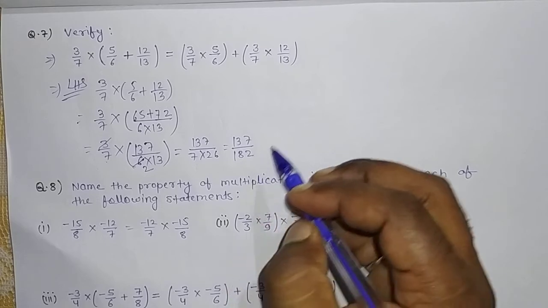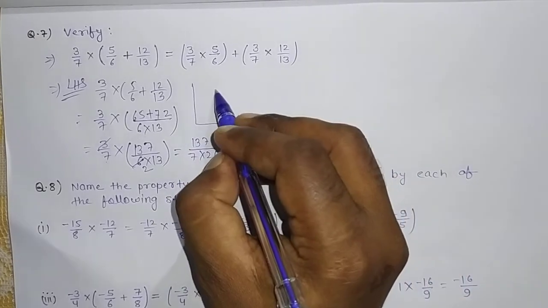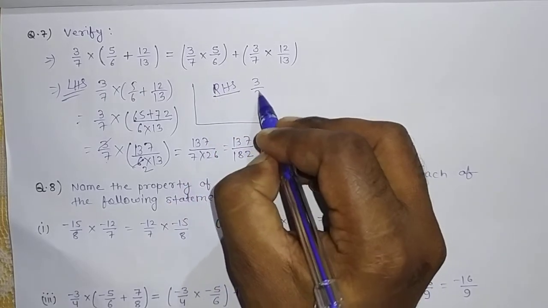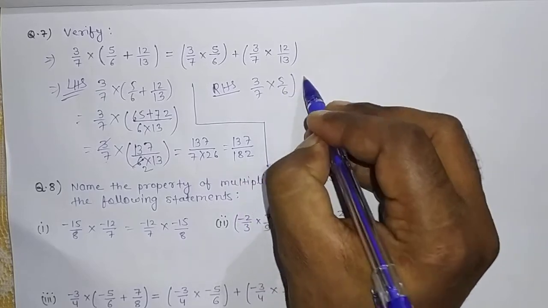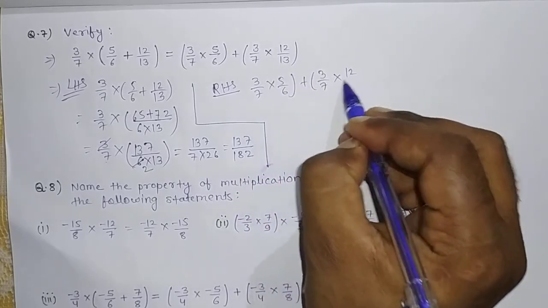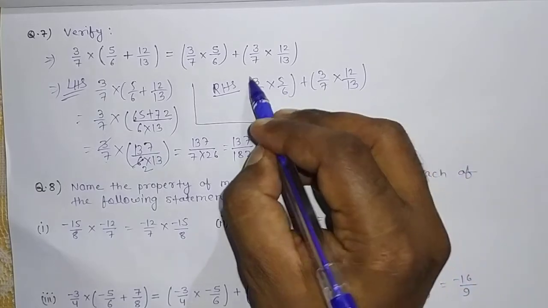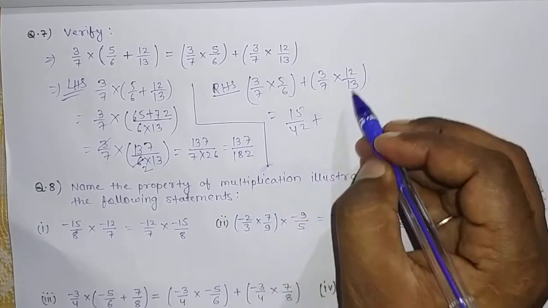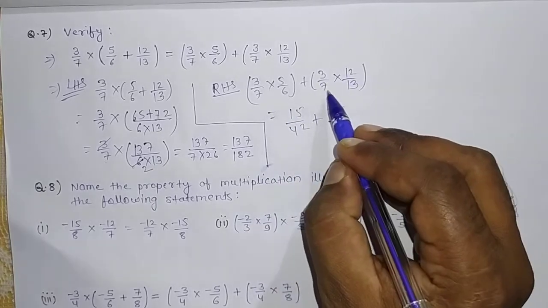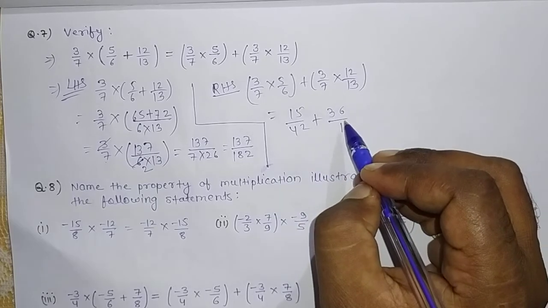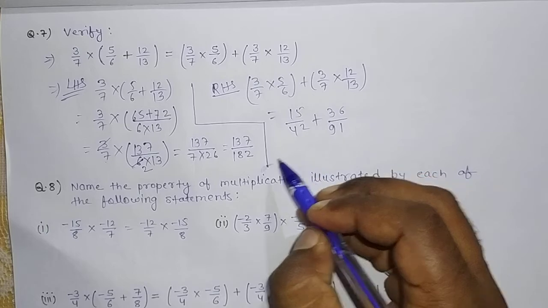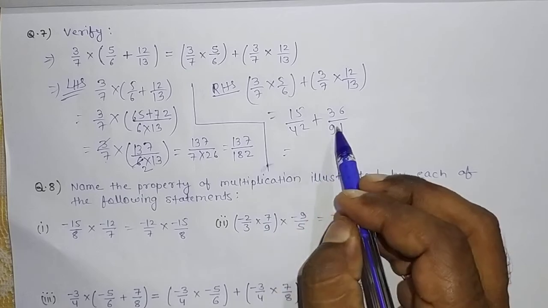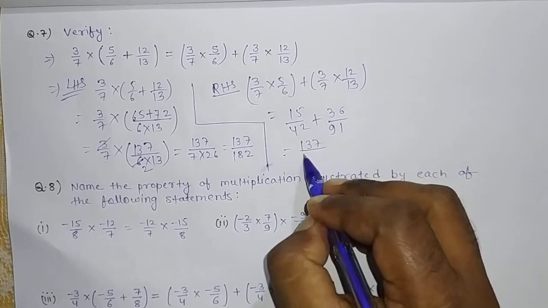This is LHS. Now similarly we have to take the RHS part. So 3 by 7 multiplied by 5 by 6 plus 3 by 7 into 12 by 13. Just solve it. 5 times 3 is 15, 7 times 6 is 42, plus 36, 3 into 12 that is 36, 7 into 13, 91. Now again, if we solve this by taking the LCM of 42 and 91, it becomes 137 upon 182.